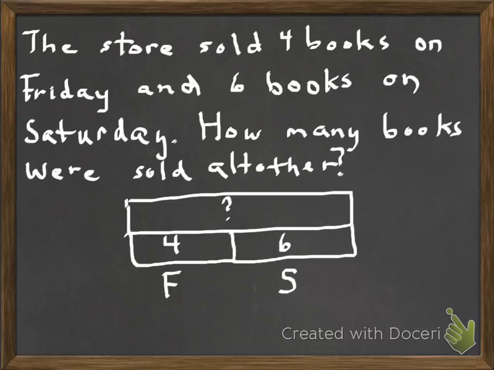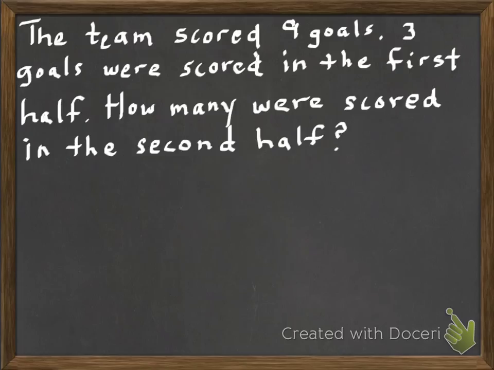So if I want to know how many books were sold altogether, I would simply add 4 plus 6 and get 10. 10 books were sold altogether. How'd you do? Let's go on to the next problem. This one is a little different. See if you can figure out how to solve it.